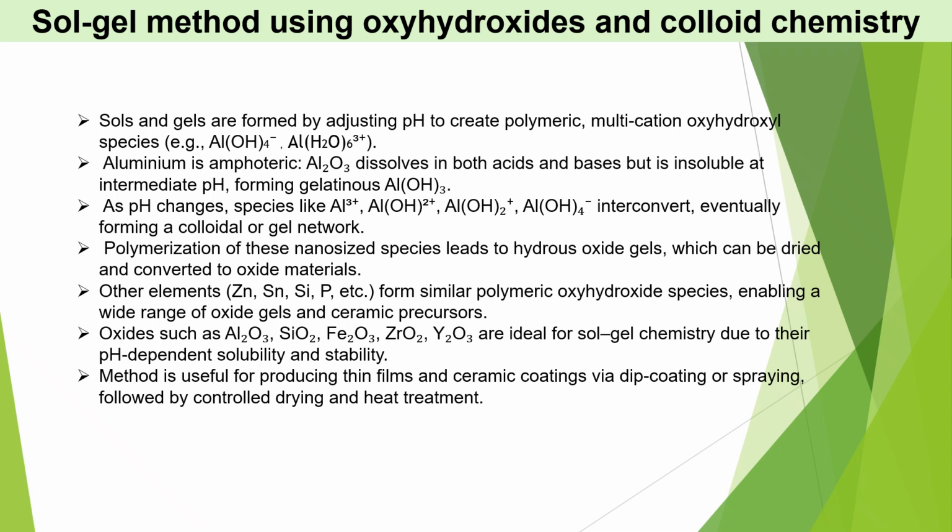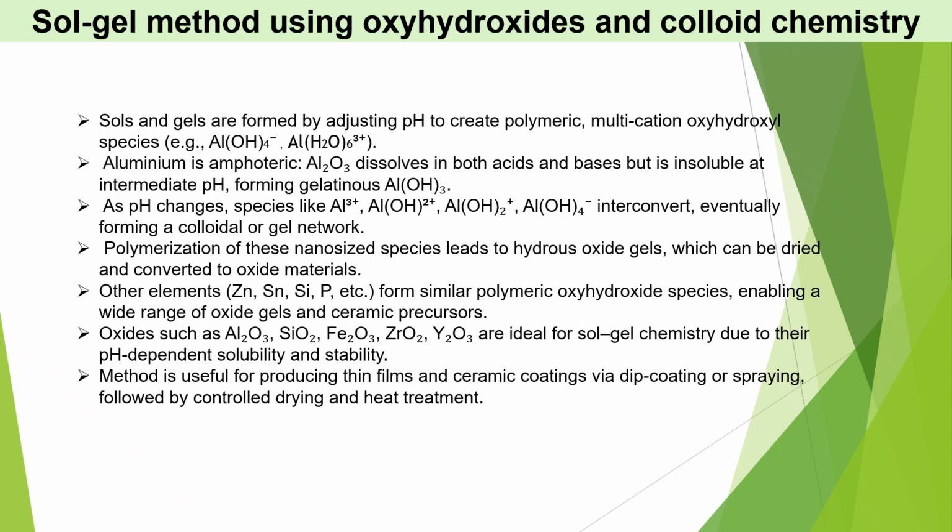These polymeric nanosized oxyhydroxide species link to form hydrous oxide gels. On heating, they convert to ceramic oxides. This approach is widely used for elements such as silicon, phosphorus, zinc, tin, and many transition metals.